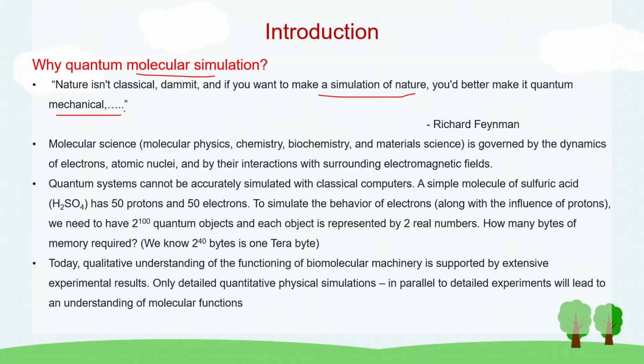Okay, let's try to understand as much as possible what exactly it means. We know that molecular science is governed by the dynamics of electrons, atomic nuclei or protons, and by their interactions with surrounding electromagnetic fields. And this study is applicable to different areas of science: molecular physics, chemistry, biochemistry, and material science.